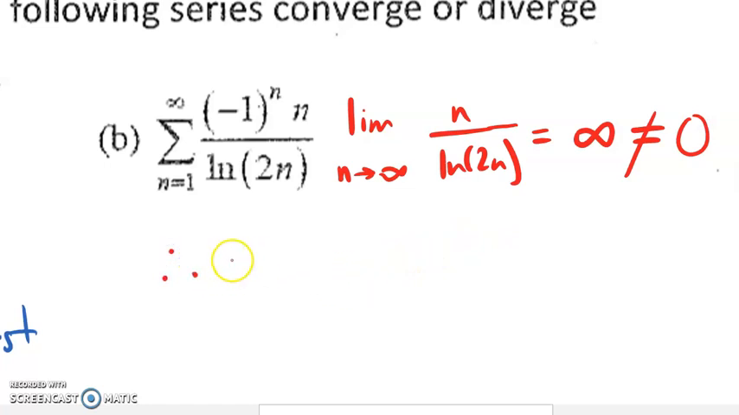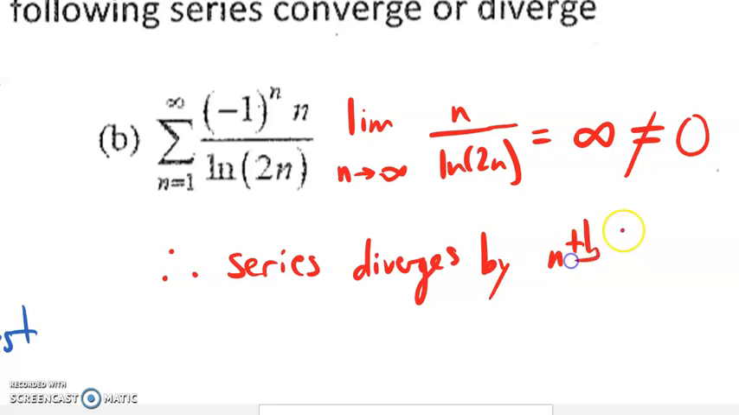Therefore, this series also diverges by the nth term test. Okay?